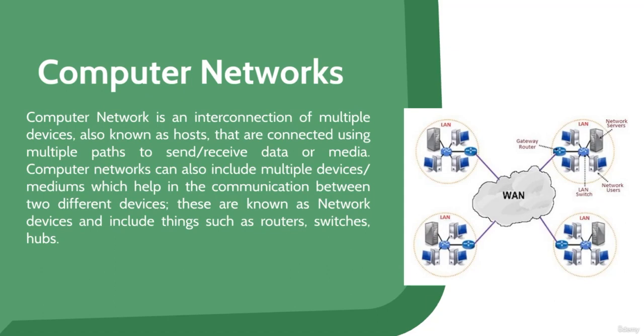Computer network. A computer network is an interconnection of multiple devices, also known as hosts, that are connected using multiple paths to send or receive data or media. Computer networks can also include multiple devices or mediums which help in the communication between two different devices. These are known as network devices and include things such as routers, switches, and hubs.